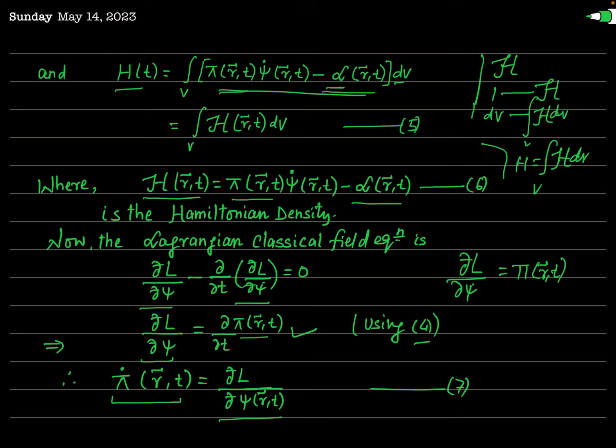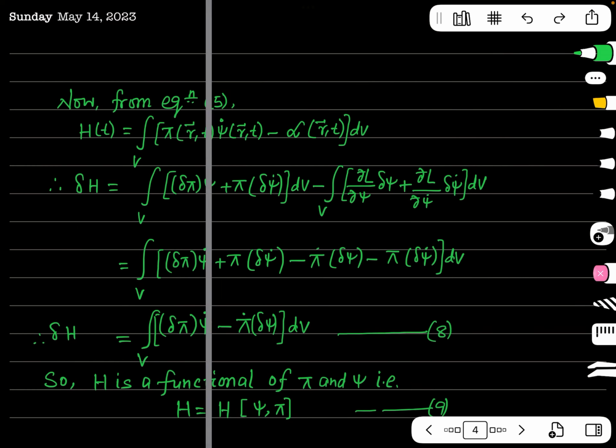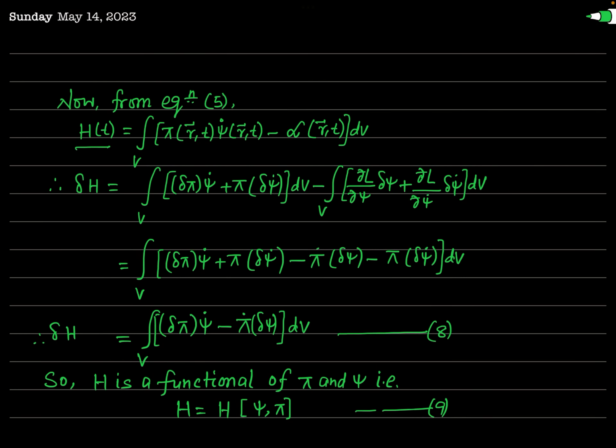Now after getting these results, you can see from equation number 5 that H of t, which is the Hamiltonian of the field, is given by the integral over V of this much. I am just simplifying this equation. H of t, as equation 5 reads, is the integral over V of pi of r,t psi dot of r,t minus the Lagrangian density, this curly L, dV. Now H is defined like this. Let us take the delta variation, or you can say the change in H. If H is defined like this, then what will this delta H be? We will operate this delta variation operator on both of these terms: this is the first term on the RHS, this is the second term.